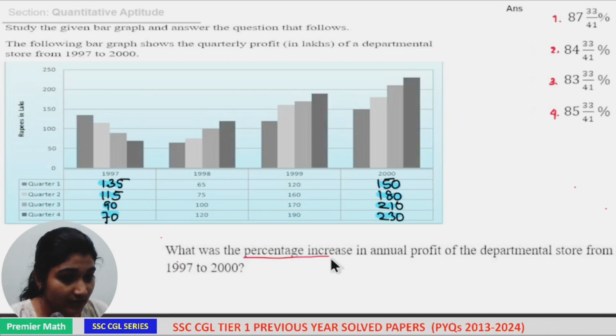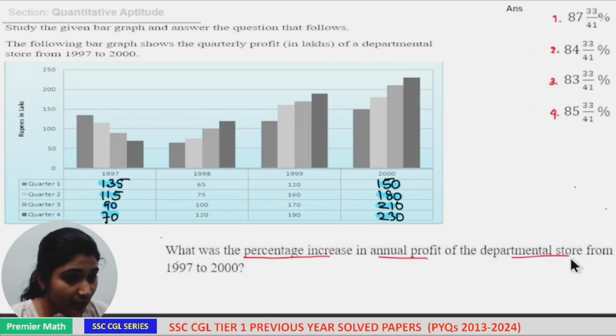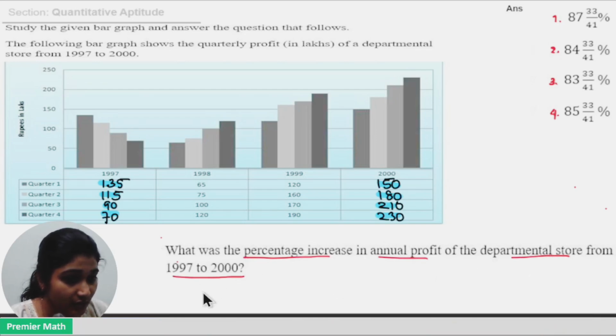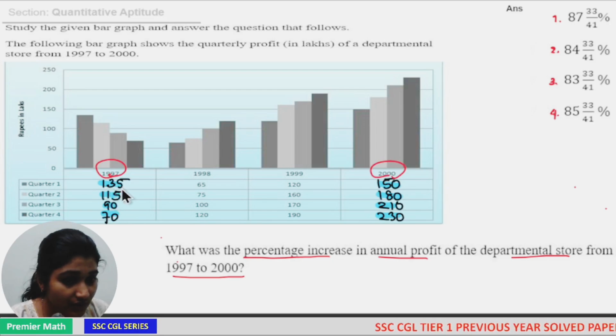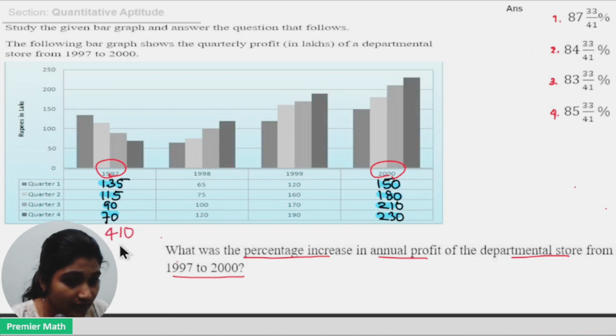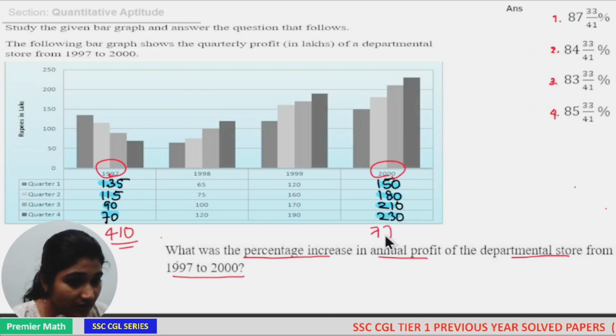What was the percentage increase in annual profit of departmental store from 1997 to 2000? Here, this is 1997, this is 2000. Take the sum. 135 plus 115 means 200 plus 50, 250. 250 plus 90, 340. 340 plus 70, 410 is the initial sum. Now 150 plus 180, 330. 330 plus 40, 370. 370 plus 400 is equal to 770.